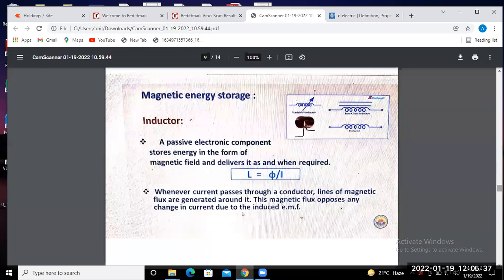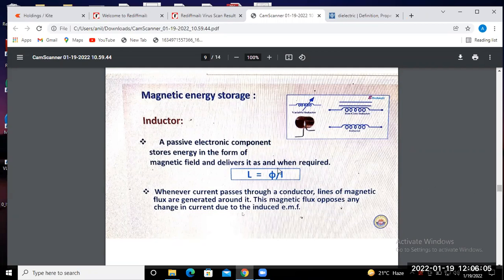This magnetic flux opposes any change in the current due to the induced EMF. So how can we represent the induced EMF? There is a relation between the induced EMF and the rate of change of current. Directly we can write that the EMF induced is directly proportional to the rate of change of the current.